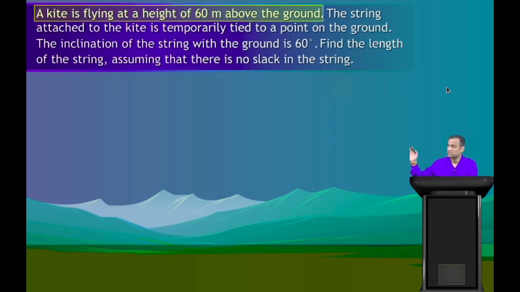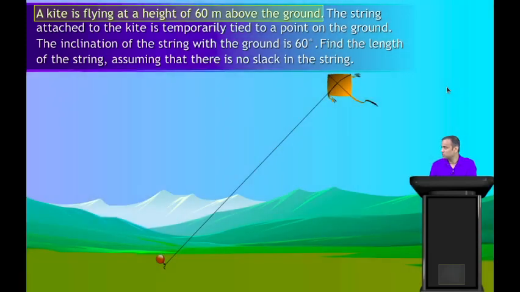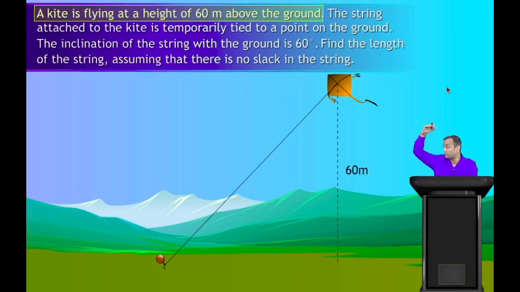Let's see how we can visualize this one. A kite is flying at a height. Where is the kite flying? Its height is 60 meter, so it is vertically opposite to the ground. So we can say like this. This is a string and this kite is tied to the string. And this is the height. It is the height from the ground and we measure it vertically. So it is 60 meter.